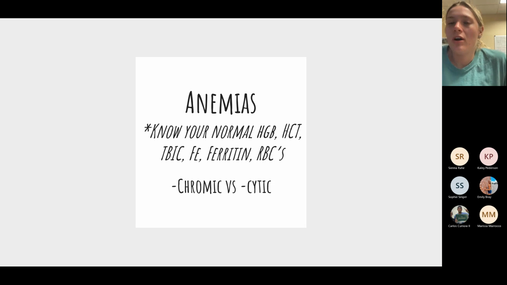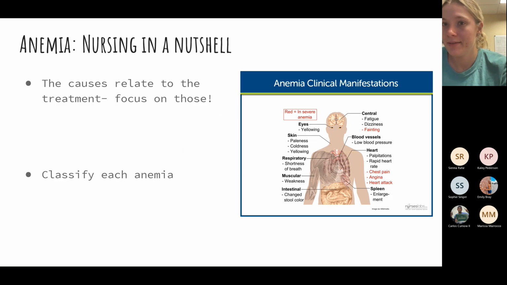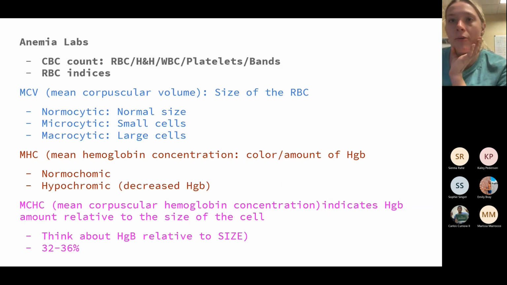Finally, we're going to talk about anemias. Really, for anemias, we want to know our normal values and this chromic versus cytic. I encourage you, if you can figure out what the cause of the anemia is, we can figure out what the treatment's going to be. Okay, makes sense? So let's go.